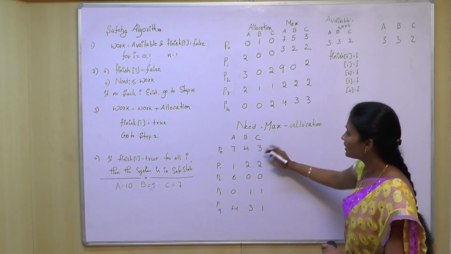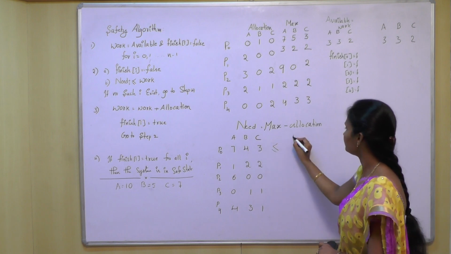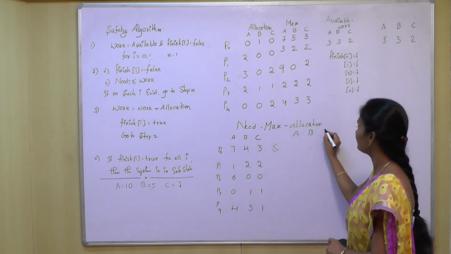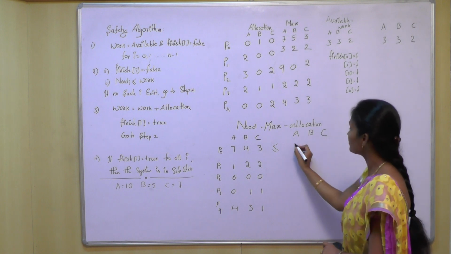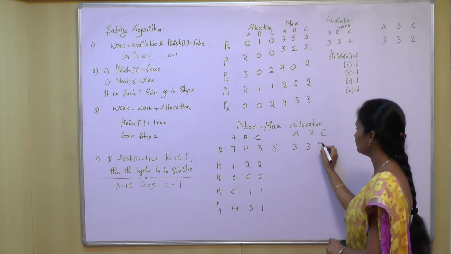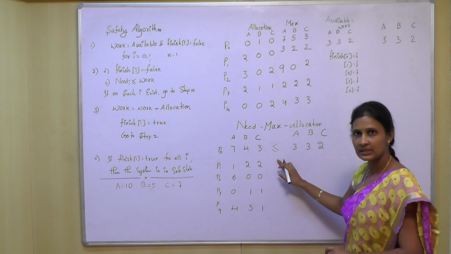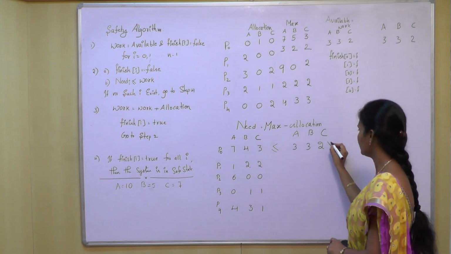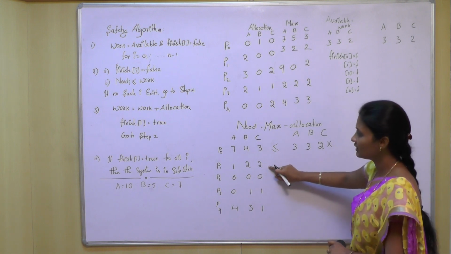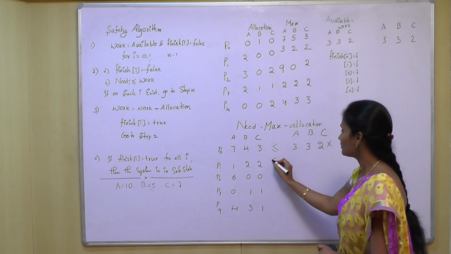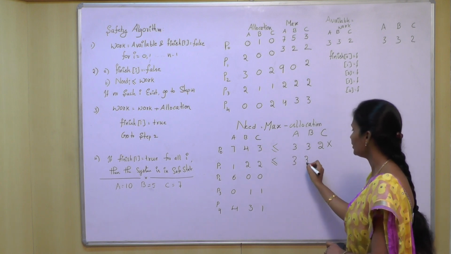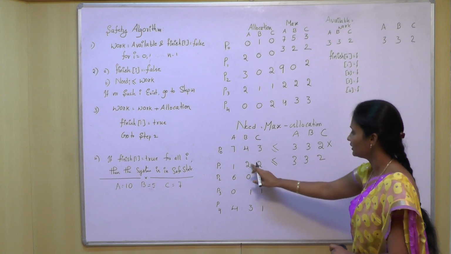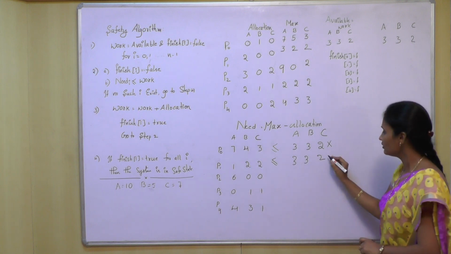The process P0 has a need of 7, 4, 3. The available resources are 3, 3, 2. So here this condition is not satisfied. Now we will move to check with process P1. Here the need is within 3, 3, 2, so now it satisfies the condition.